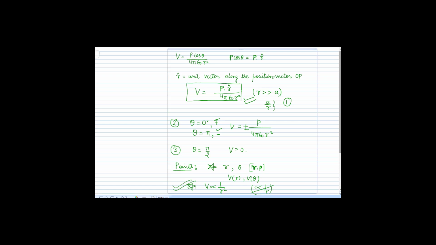Next we move on to electrostatic potential due to a system of charges. But for that you have to go to our second part, that is part 2.